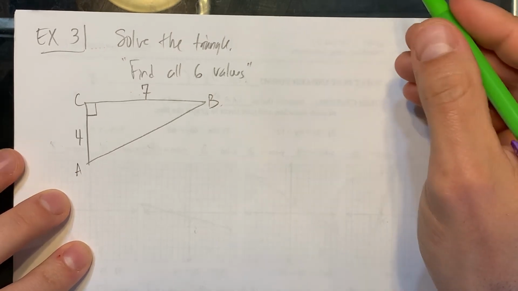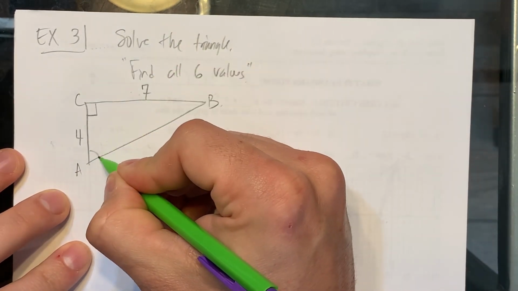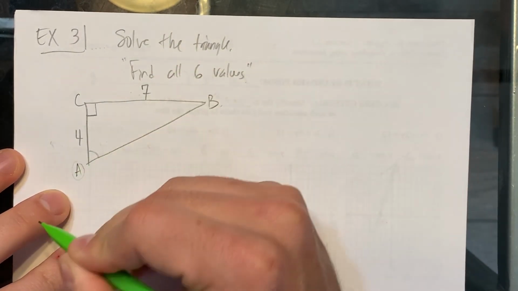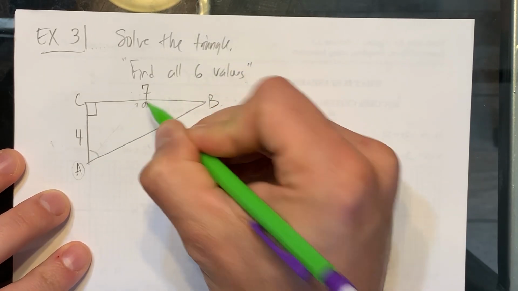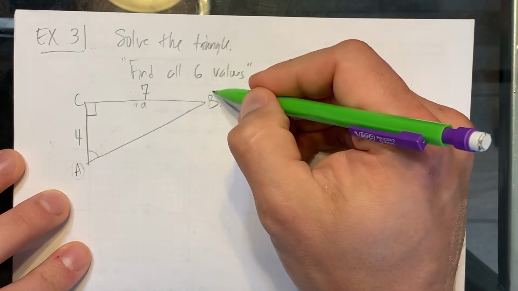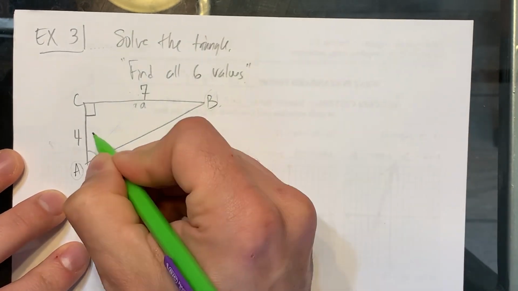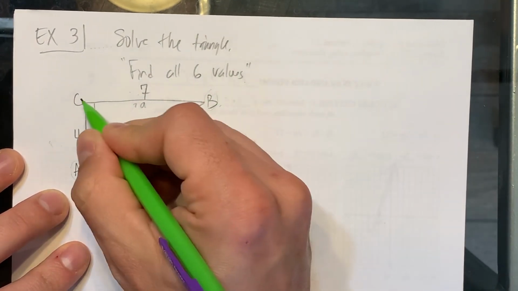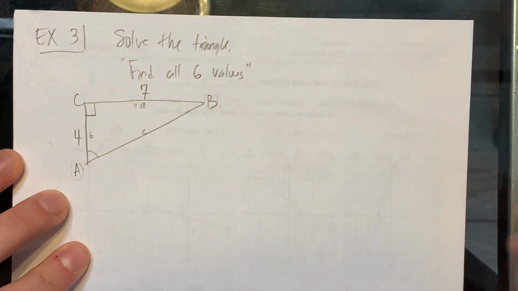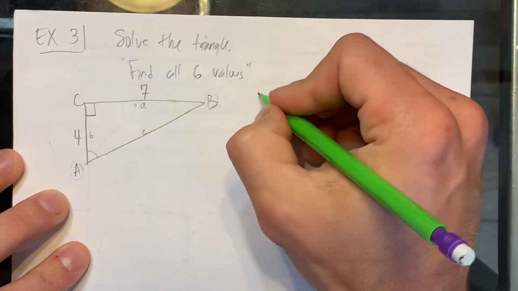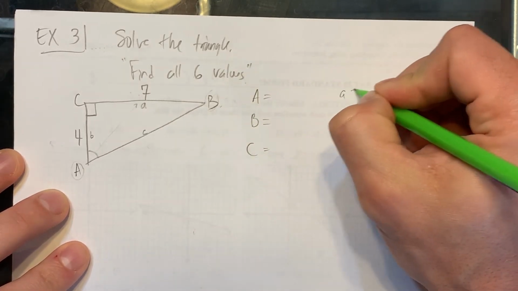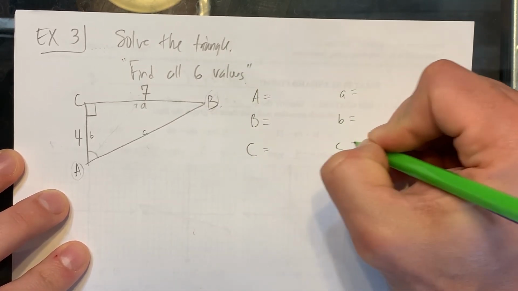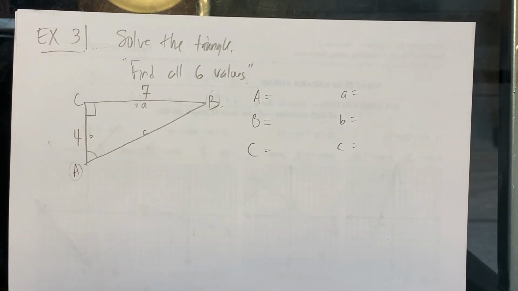Here's what you have to remember. If this is angle A, and angles are represented by capital letters, across from that would be side A, and that's represented by a lowercase. This is angle B. Across from that is going to be lowercase b, and here's angle C. That's going to be represented by lowercase c. And so our job is to find, and we're going to make a list here, all 3 angles, capital A, capital B, capital C, and all 3 sides, lowercase a, b, c.